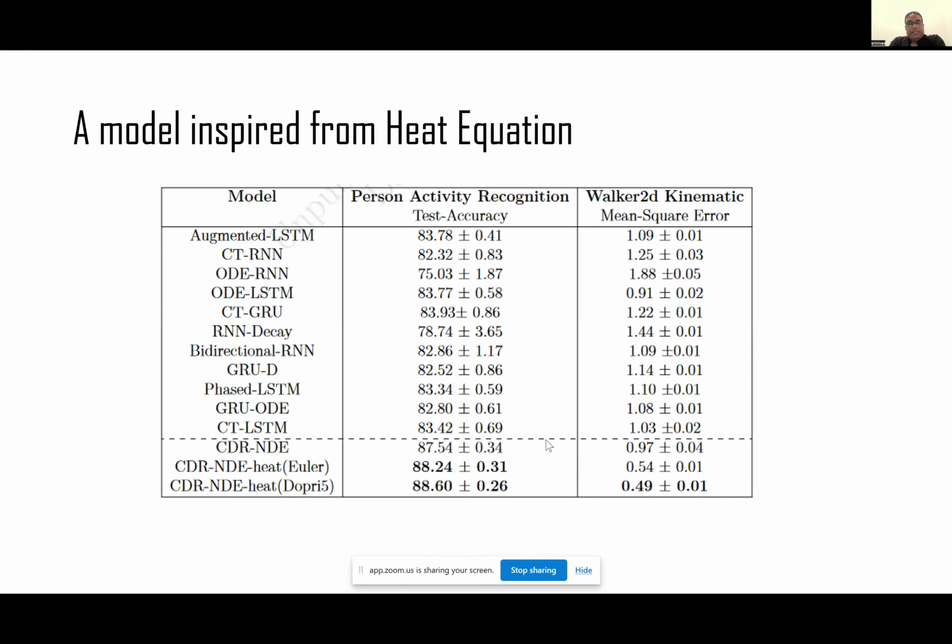We evaluated our model and compared it with the existing baselines on three different datasets. Here I am showing two datasets: person activity recognition, which is a classification problem, and Walker2D kinematic, which is a regression problem. For both datasets, our two models with two different algorithms work better. This shows that assuming a continuous evolution of transformation across the depth also helps the model to generalize well.